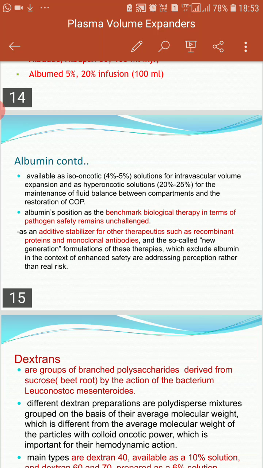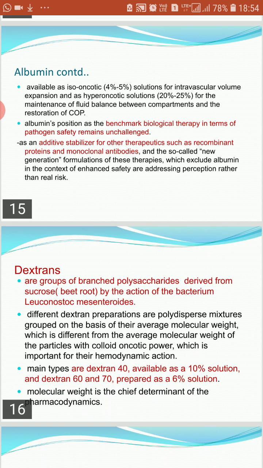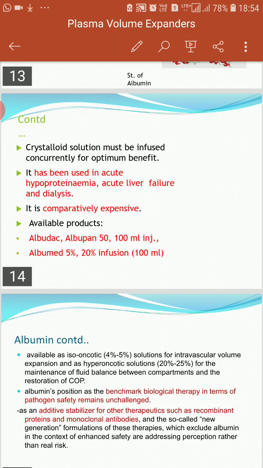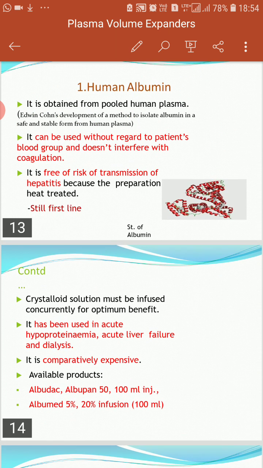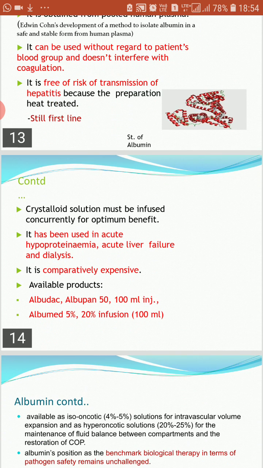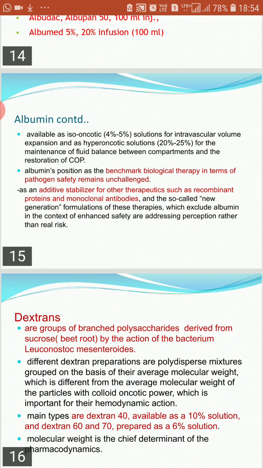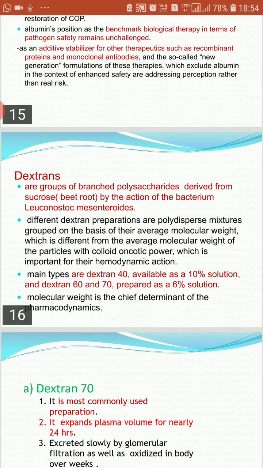Albumin mimics the normal plasma volume expanders and has a lot of advantages. It does not interfere with coagulation or blood grouping, and maintains the acid base balance. Available in two forms, it is used in acute liver failure and dialysis also. Less risk of transmission of hepatitis, but the only disadvantage is they are expensive, and at times we need to give crystalloids along with that.